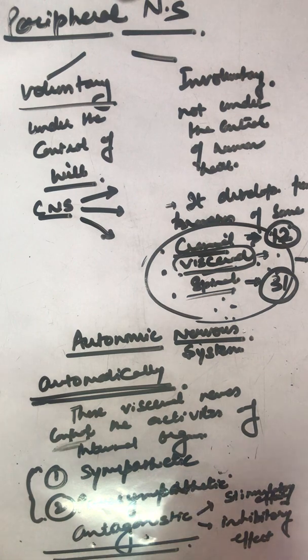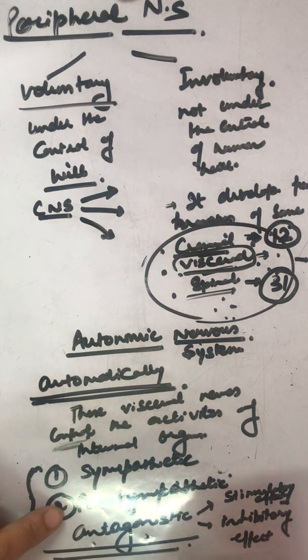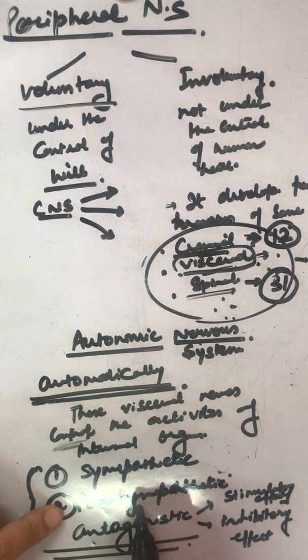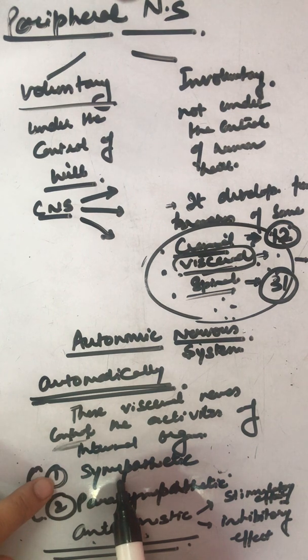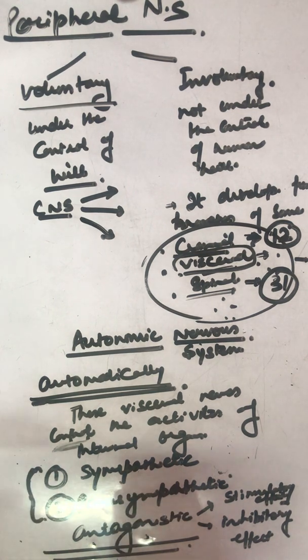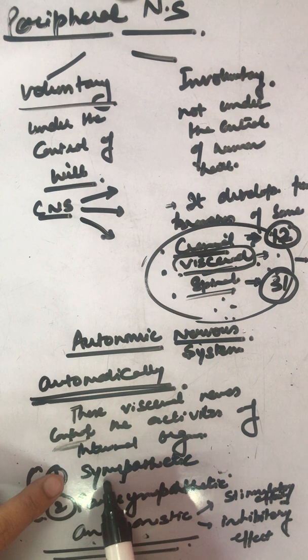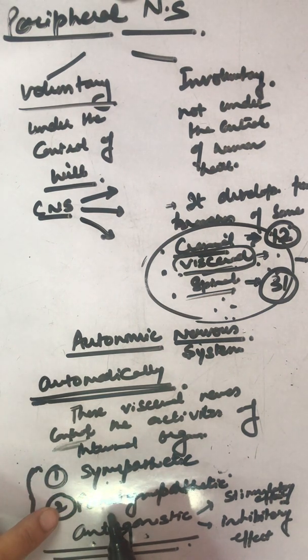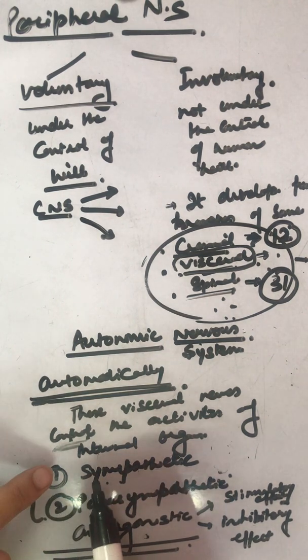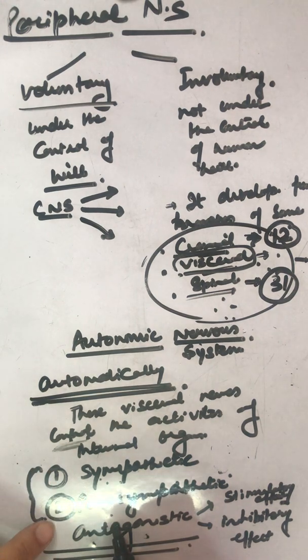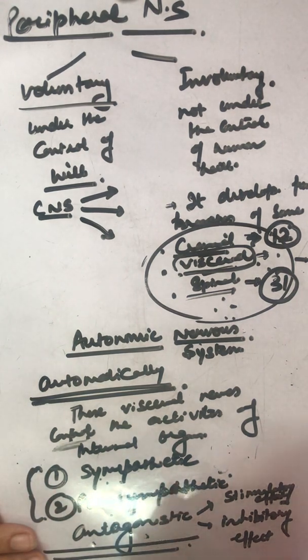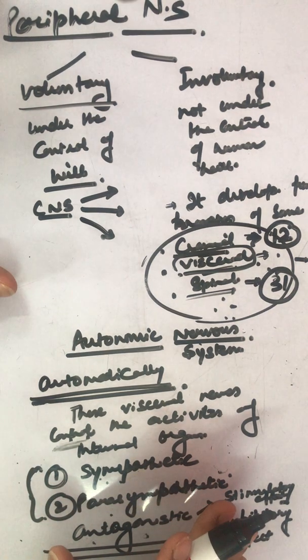Clear? If one is responsible for increasing the rate of heartbeat, the other one automatically decreases it. If one will constrict the blood vessels, the other one will dilate the blood vessels. If one will constrict the pupil, the other one will dilate it. Understood? This is all about the nervous system.